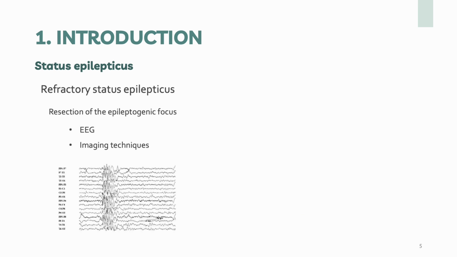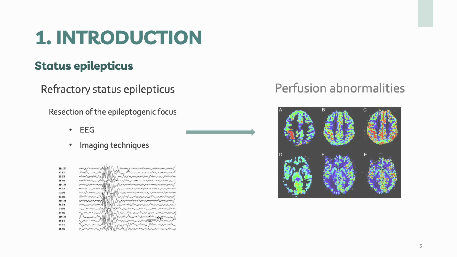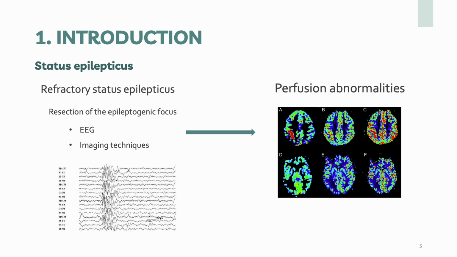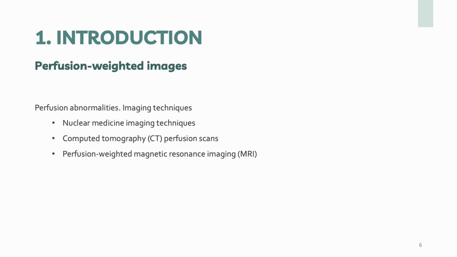The most common procedure is the resection of the epileptogenic focus, and the identification of this focus is normally done with EEGs and structural imaging techniques. However, when there is no apparent structural lesion causing the seizure, it is difficult to identify the focus, as the EEG technique does not have much spatial resolution. In these cases, searching for perfusion abnormalities is an interesting approach to delineate precisely this focus, as these abnormalities seem to appear in the epileptogenic focus.